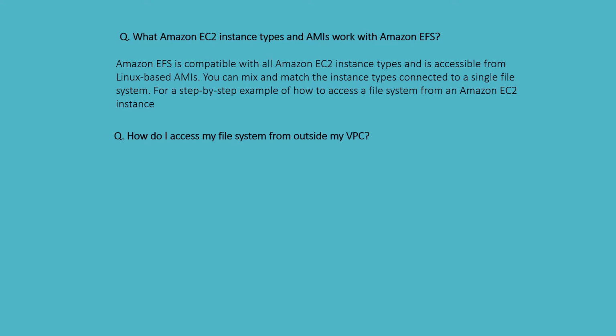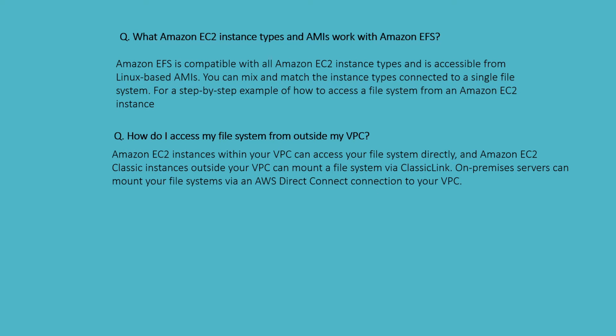How do I access my file system outside my VPC? Amazon EC2 instances within your VPC can access the file system directly, and Amazon EC2-Classic instances outside your VPC can mount a file system via ClassicLink. On-premises servers can mount your file system via AWS Direct Connect to your VPC.